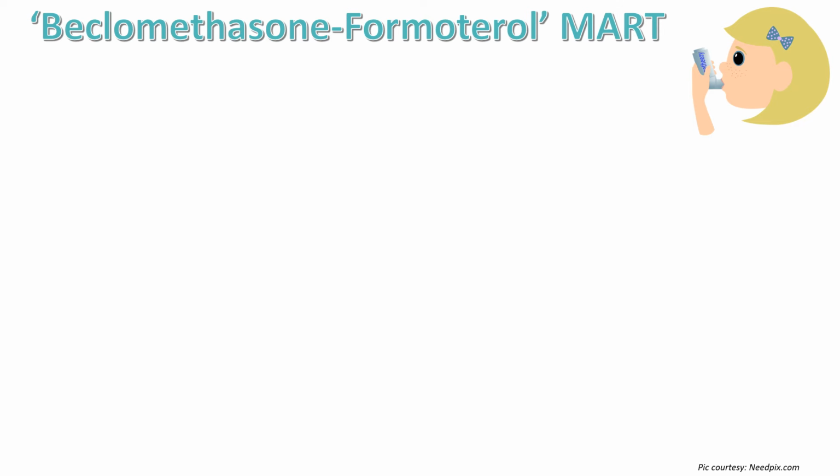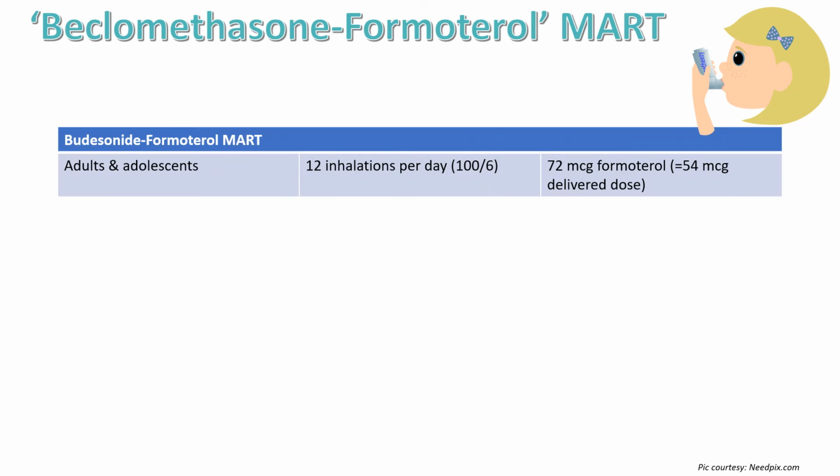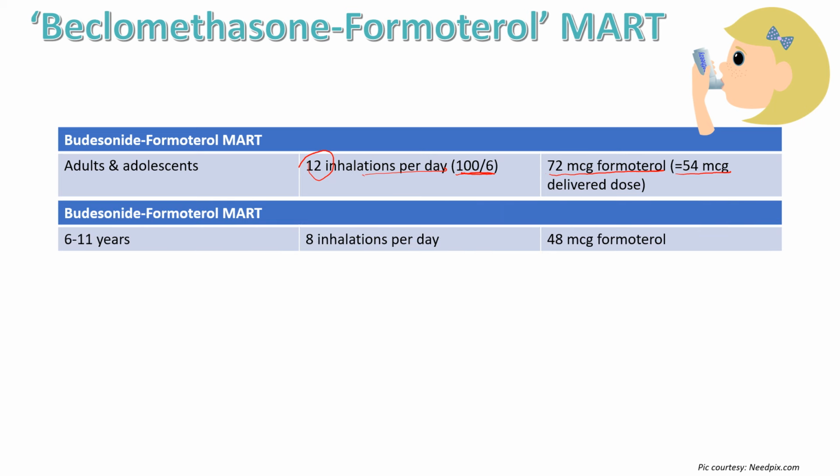Beclomethasone formoterol has also been recommended for MART by GINA 2024. As we know, the dose of budesonide formoterol MART in adults and adolescents is a maximum of 12 inhalations in a single day of 100 by 6, that is a total of 6 into 12, that is 72 micrograms of formoterol can be taken in a day, which is equivalent to 54 microgram of the delivered dose. In budesonide formoterol MART between 6 to 11 years of age group, only 8 inhalations in a day can be taken at the maximum, which is equivalent to 48 microgram of formoterol.